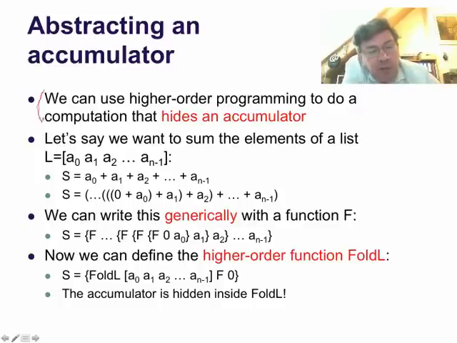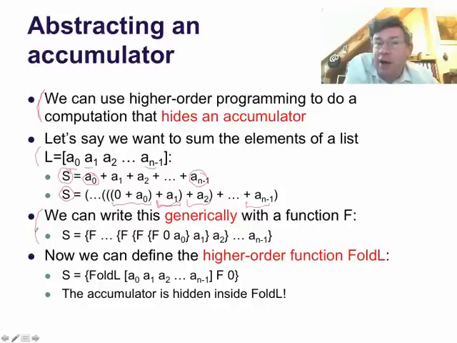We can hide an accumulator by using higher order programming. So let's say we want to sum the elements of a list. We have a list A0, A1 up to An-1, and the sum is going to be A0 plus A1 up to An-1. Let's write this sum in this way, left associative. So we have 0 plus A0, then we add A1, then we add A2, and so on, up until adding An. Replacing the plus by any function, f, we have f of 0, A0, given as an argument to f with A1, and so on, up to An.